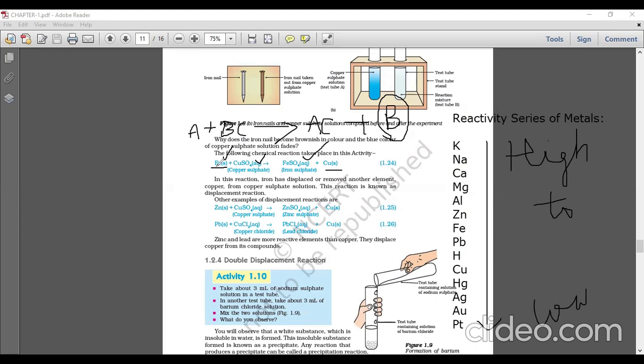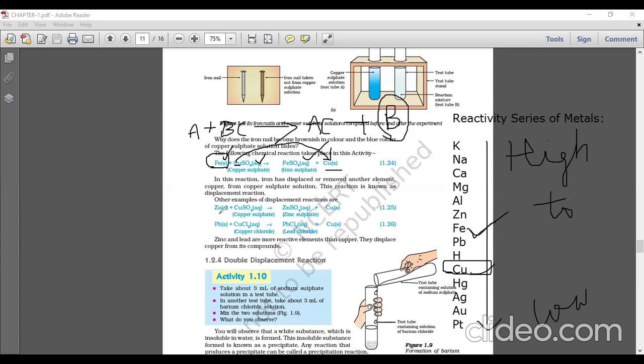Now we have two metals here. One is iron, and another metal is copper. Sulfur and oxygen are gases. If you compare iron and copper, iron is more reactive. So iron displaced copper. Why has it displaced copper? Because copper is a less reactive metal. So iron displaced copper, and iron is reacting with sulfur and oxygen, and it forms iron sulfate.